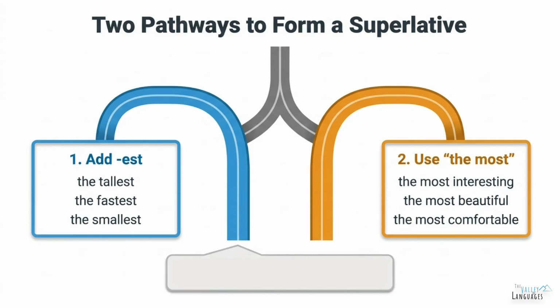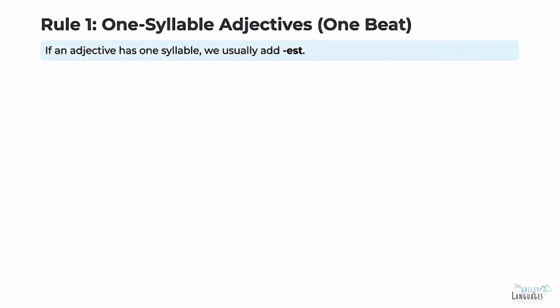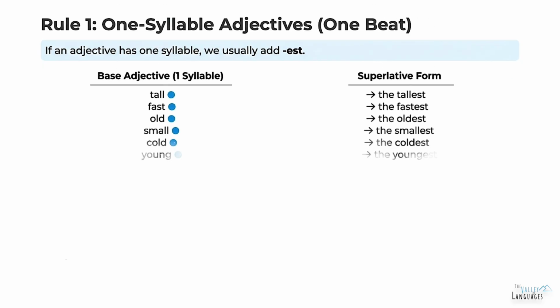So what does this all mean? How do we actually know which one to use? Well, let's figure it out. So the crucial point here is counting the syllables or the beats in a word. Rule 1 covers one-syllable adjectives. If an adjective has just one syllable, one beat, we usually just add est. So words like tall and fast simply become the tallest and the fastest. Old transforms to the oldest, and small to the smallest.